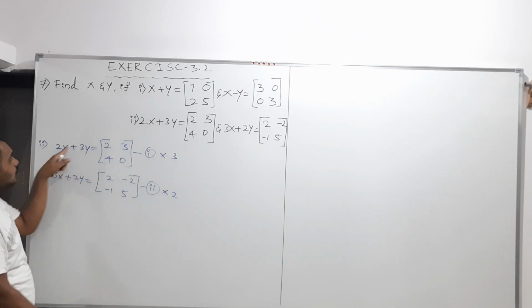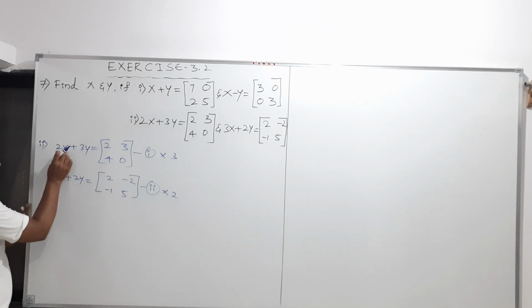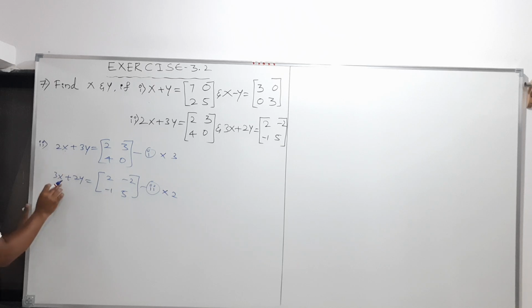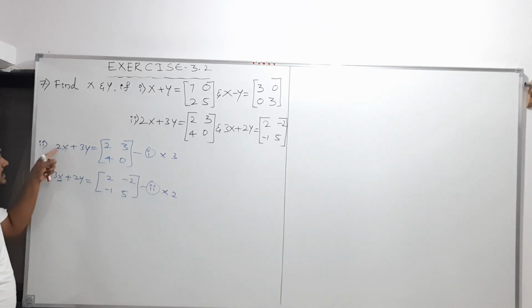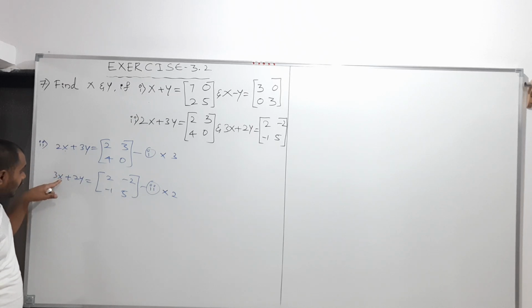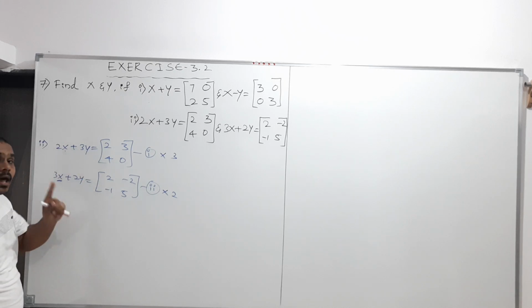So 3 2s are 6x, so here the x coefficient is 6. In this case also I should make the x coefficient 6 only, because if I make the x coefficient 6, then we can easily eliminate the x terms. Then we will simplify and we will get the y value.